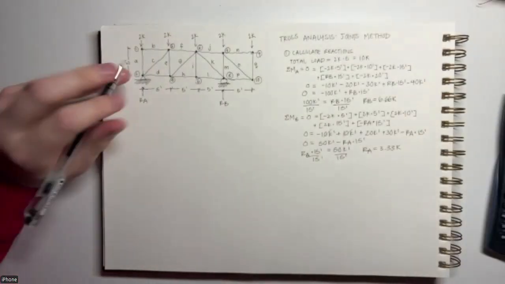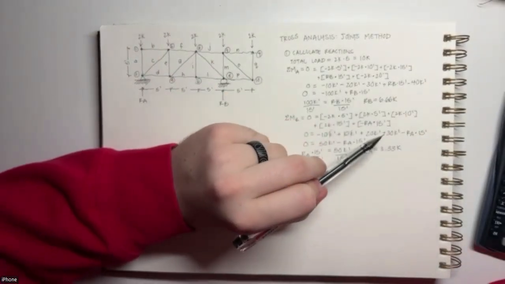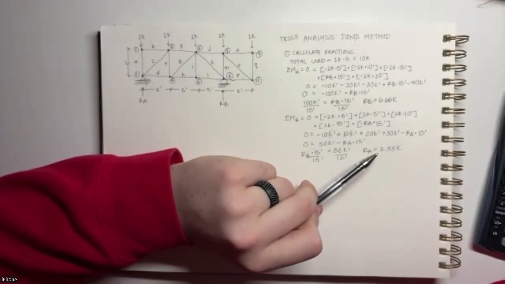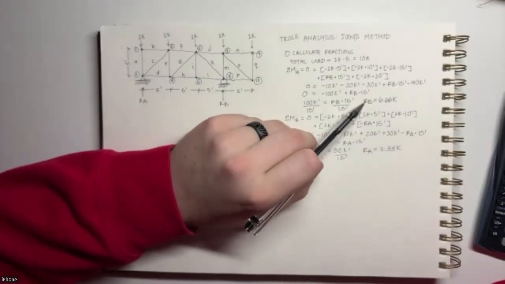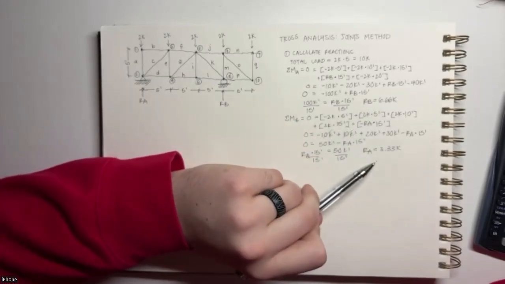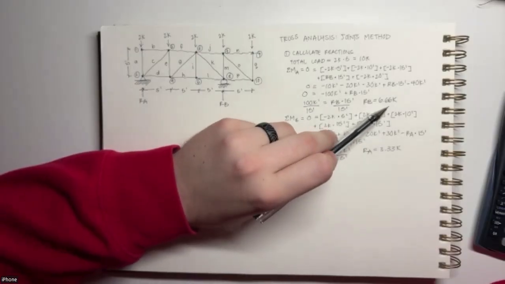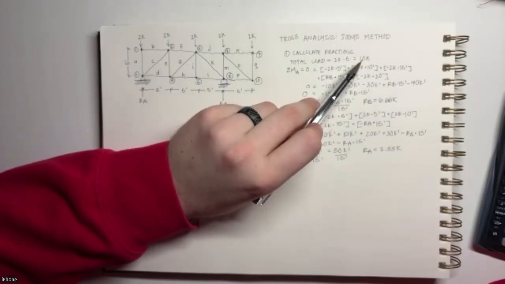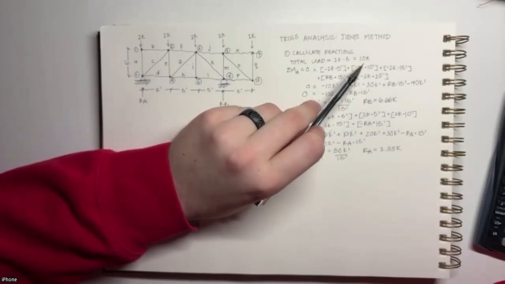kips. And now I want to double check to make sure that I've done this correctly. I should be able to add RB and RA to add up to the total load. So 6.66 plus 3.33, does that equal 10 kips? It does, so we're good. We know we did it correctly.